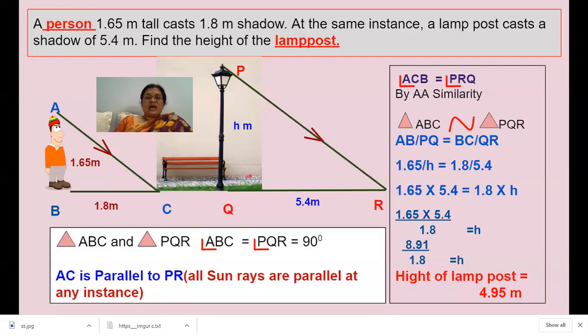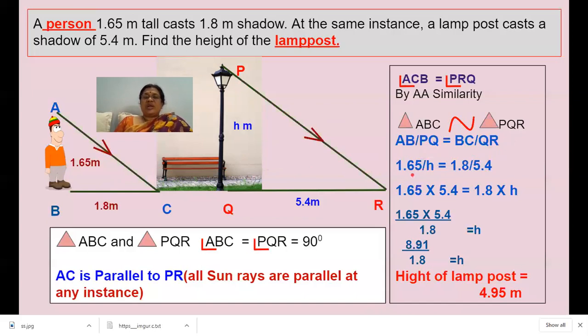When the triangles are similar, the sides will be proportional with each other. So in this problem, which side do we have to find out? We have to find out the height of the lamp post. The person's height I have taken is AB in this triangle, and PQ in this triangle. This ratio will be equal to this base BC, and here the base is QR. So these two are proportional with each other.